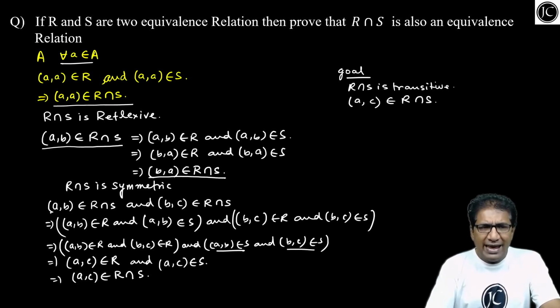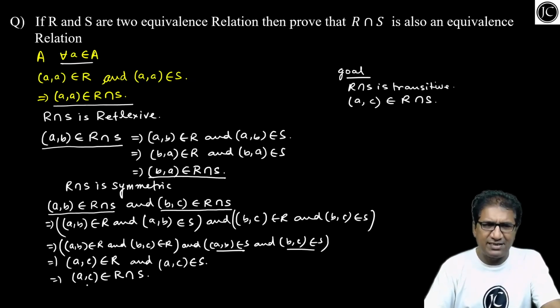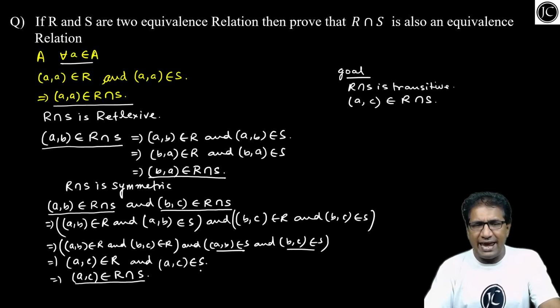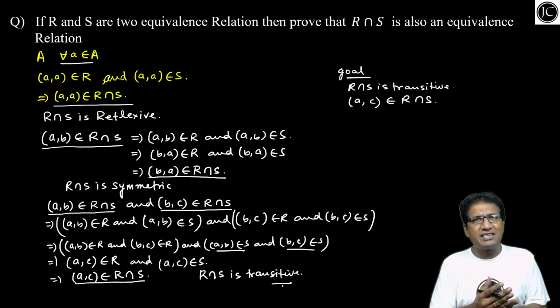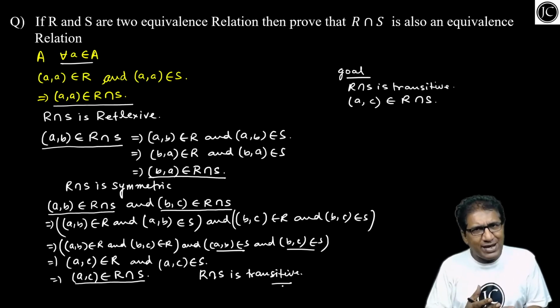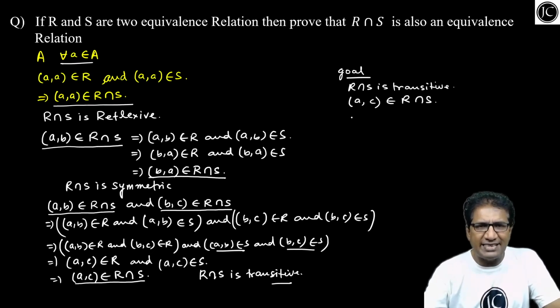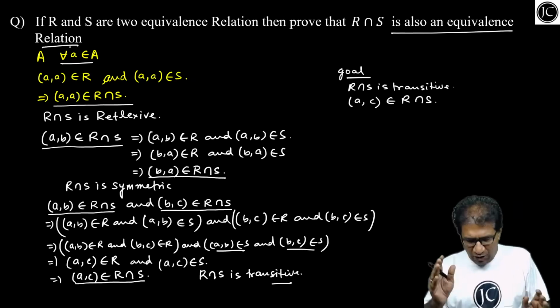So what we have proved, A comma B belongs to R intersection S, B comma C belongs to R intersection S implies A comma C belongs to R intersection S. Therefore we will say R intersection S is transitive. Clear? मतलब हम लोग क्या प्रूव किया? R intersection S reflexive है, symmetric है, as well as transitive है. Therefore, we will say R intersection S is an equivalence relation. Is it clear, बच्चों? एकदम. Okay. Next problem.